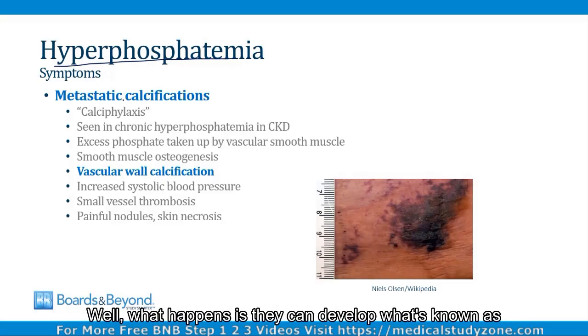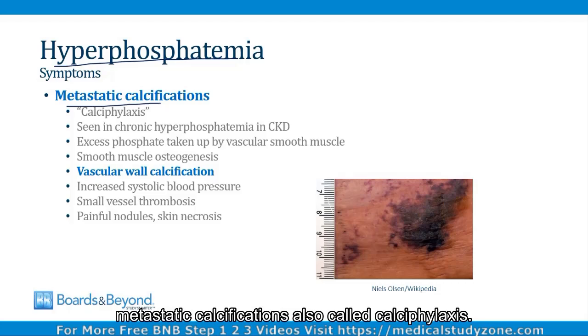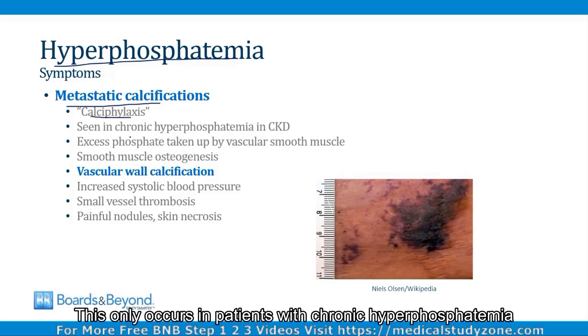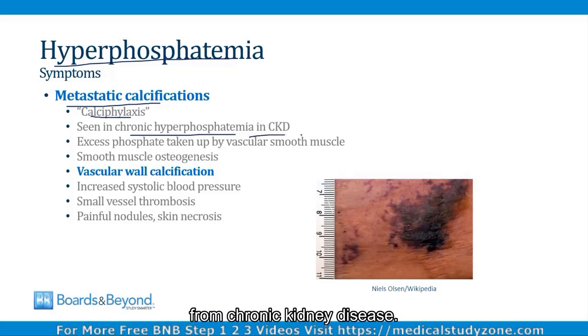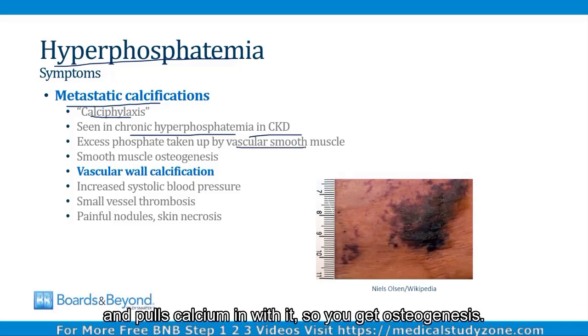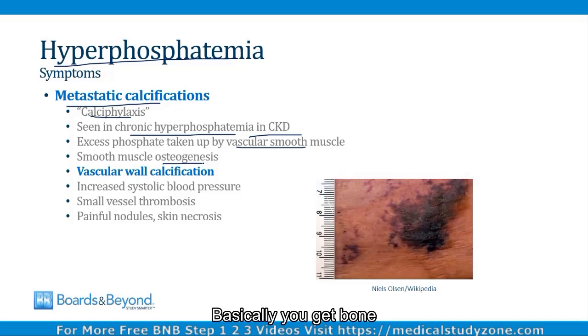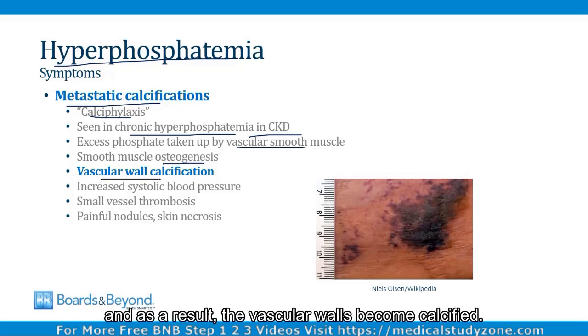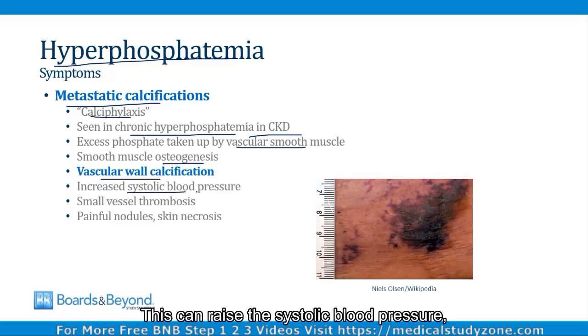Well, what happens is they can develop what's known as metastatic calcifications. It's also called calciphylaxis. This only occurs in patients with chronic hyperphosphatemia from chronic kidney disease. The high phosphate in the plasma gets taken up by vascular smooth muscle and pulls calcium in with it, so you get osteogenesis. Basically, you get bone forming inside of vascular smooth muscle, and as a result, the vascular walls become calcified. This can raise the systolic blood pressure, and these patients can be very hypertensive.